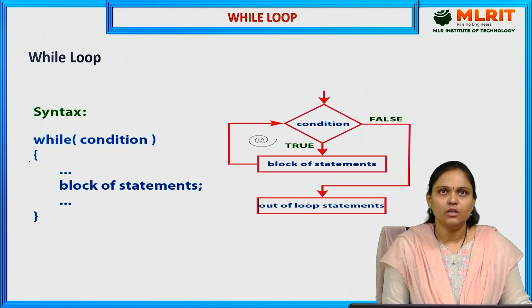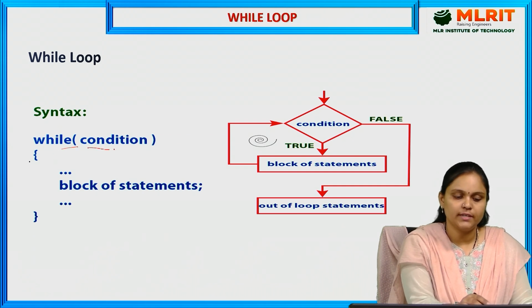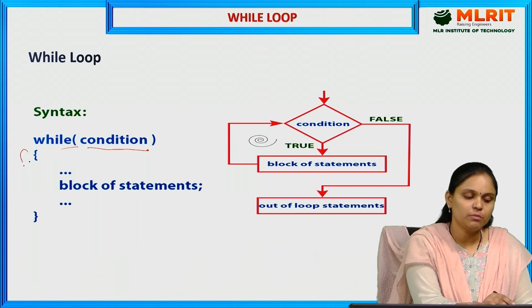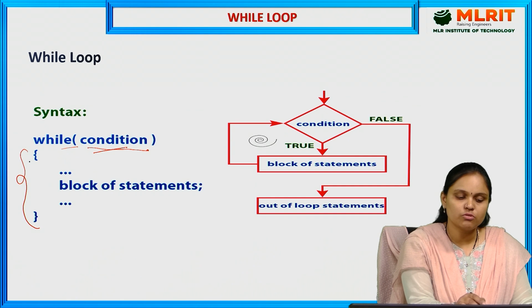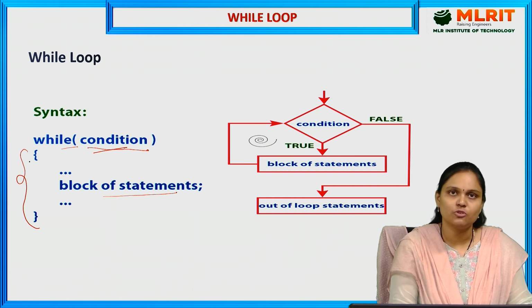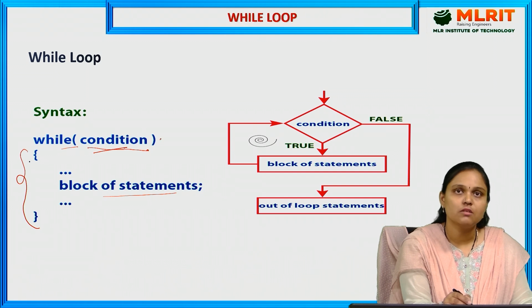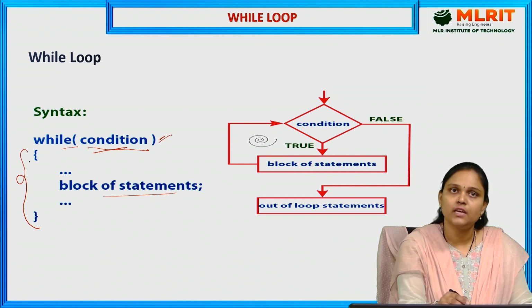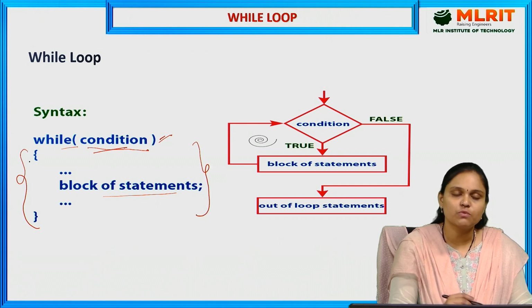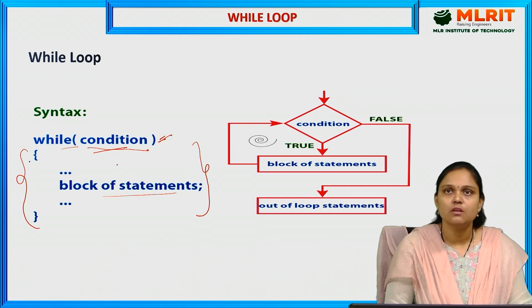Coming to the while loop, the syntax is: we write while, and next we write the condition. Whatever statements you want to repeat, we write in the block of statements, within the opening and closing brackets. If this condition is true, the block of statements will get executed. This block will get repeated until our condition is false. If it is true n number of times, these statements will get executed, and if the condition is false, we come out of this block.